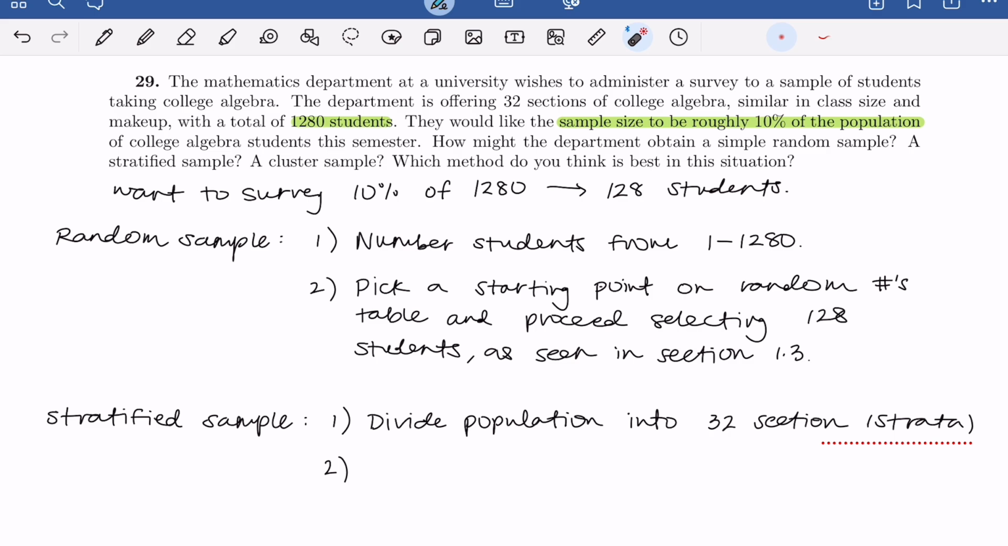Now, the second step here, since our class sizes, as mentioned here, are similar, is that we can randomly select 4 students from each class to be included in the sample. The reason we're selecting 4 is that if we take 4 from each of our 32 sections, that'll end up being 128 students. And we generally want to take the same amount of individuals from each strata when doing a stratified sample.